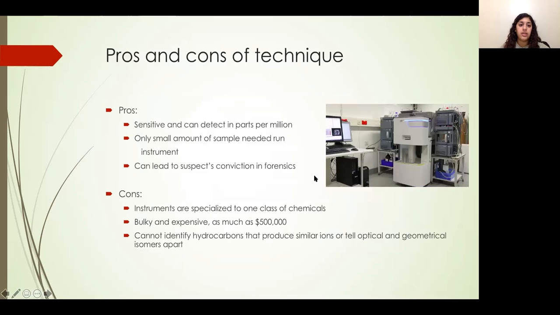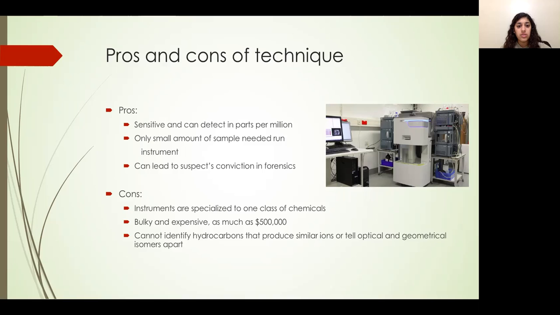Like any technique, there are pros and cons to mass spec. Some of the pros include it is very sensitive and detects in parts per million. Additionally, only a very small amount of sample is needed to run the mass spec. One more benefit is it can help lead to a suspect's conviction when used for forensic analysis.